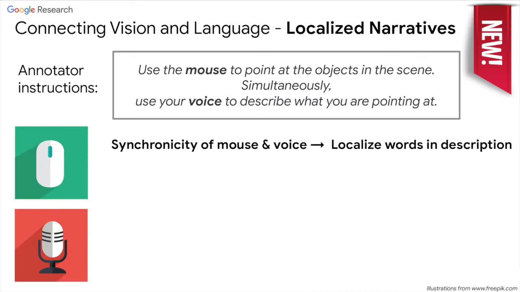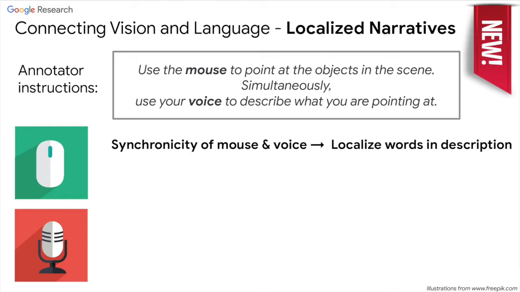In localized narratives, we propose an annotation protocol that enables much tighter grounding of a caption into an image. The instructions we gave to the annotators are very simple. Use the mouse to point at the object in the scene. Simultaneously, use your voice to describe what you are pointing at. Speaking and pointing is very natural to humans and can be done in parallel effortlessly.